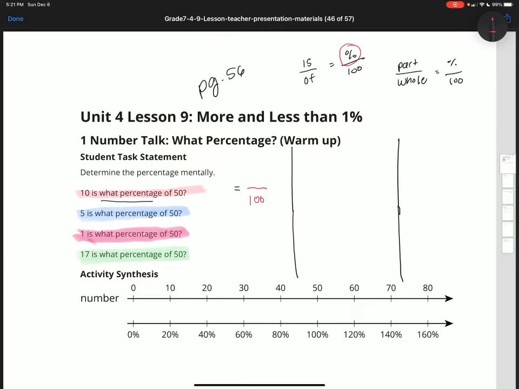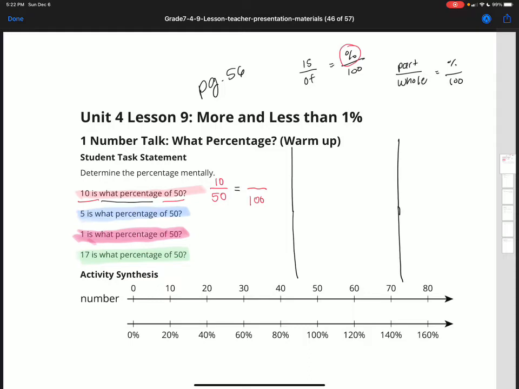So it says 10 is what part of 50? They're saying 10 is what percentage of 50? So looking at that verbiage, 10 will go at the top. 10 will be the numerator and 50 would be the denominator. Okay?